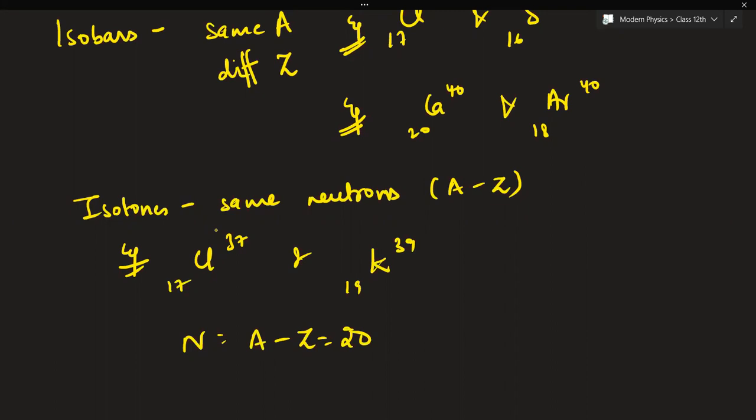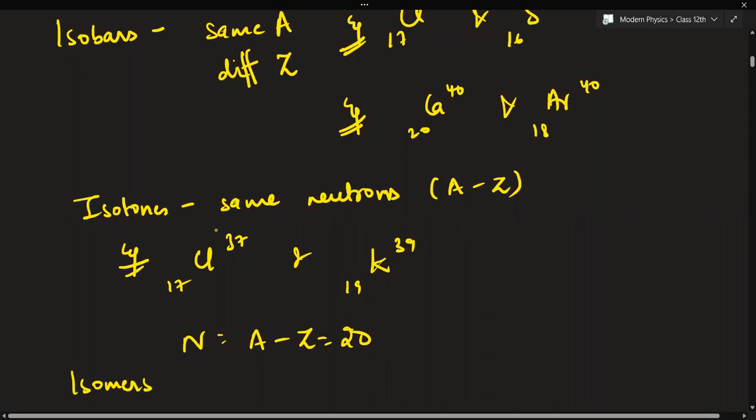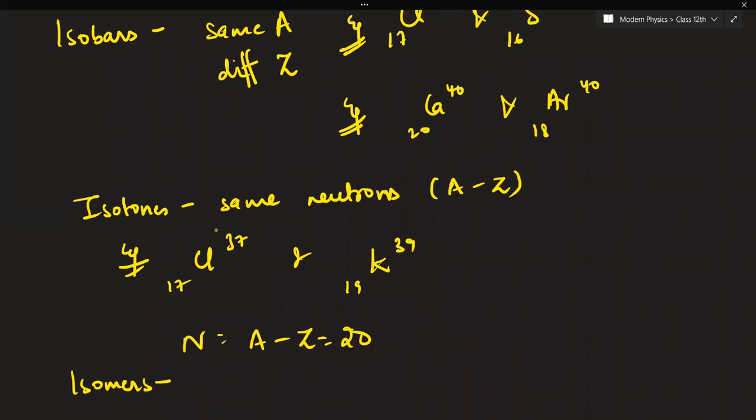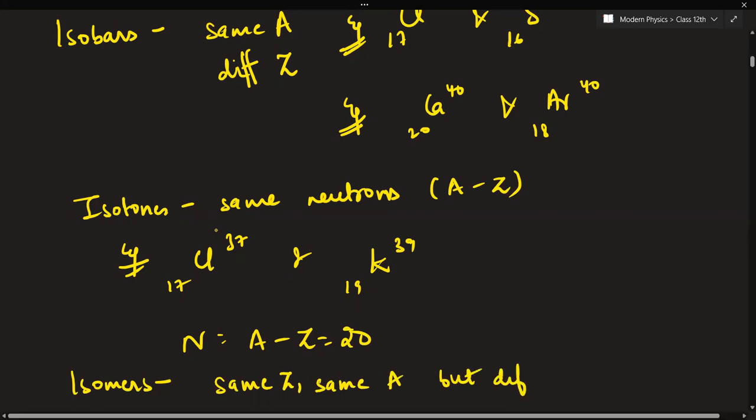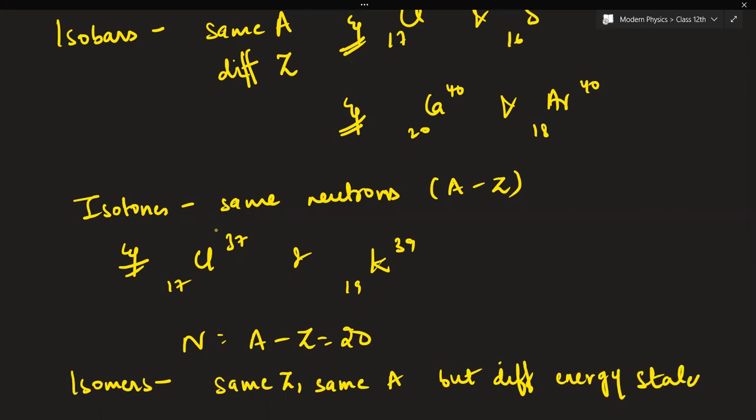And then you have isomers at the last. They have the same atomic number, the same mass number, but they are present in different energy states. Those are known as isomers. Isomers in chemistry, you study in detail in organic chemistry especially, but we are referring just to the nucleus right now. So same Z, same A, but different energy states. Fine, class? Understood till here?